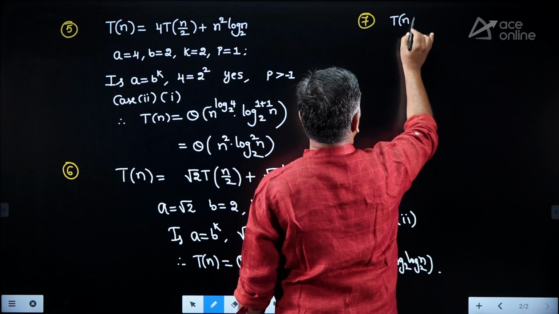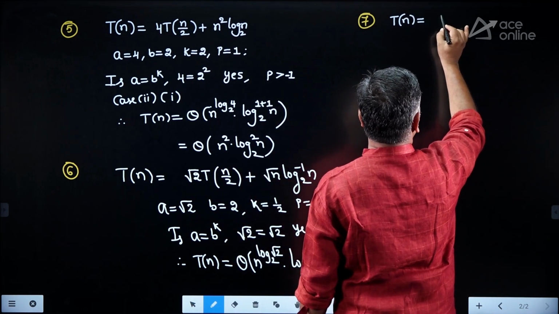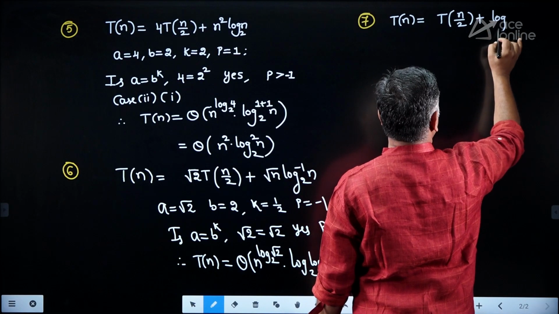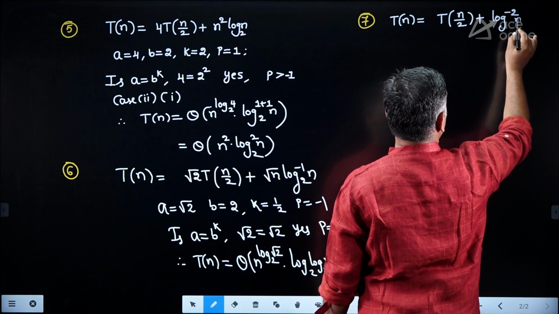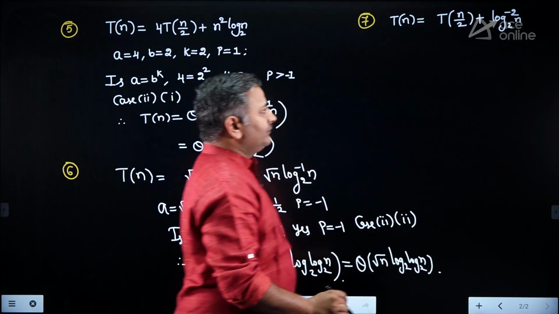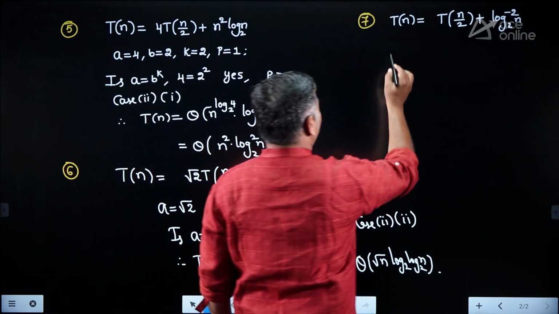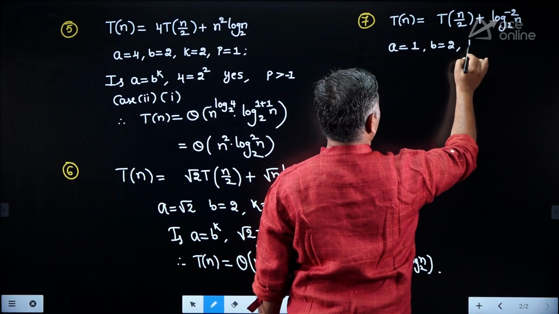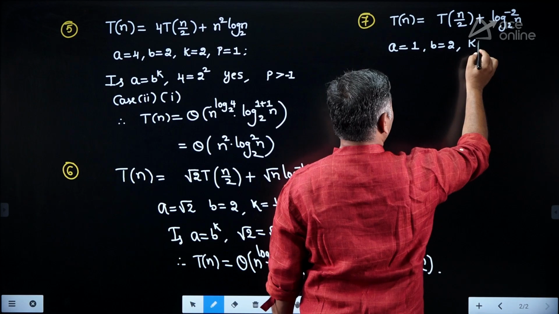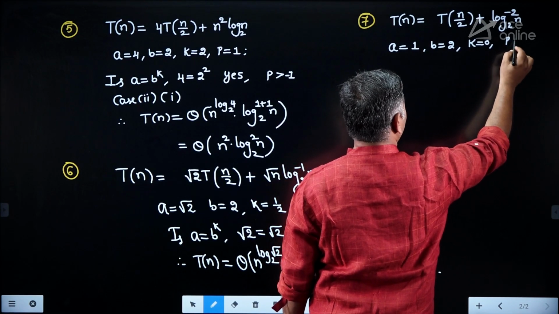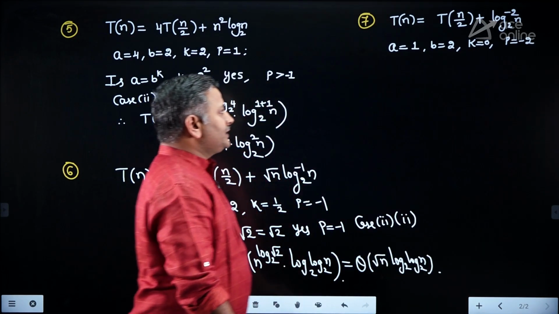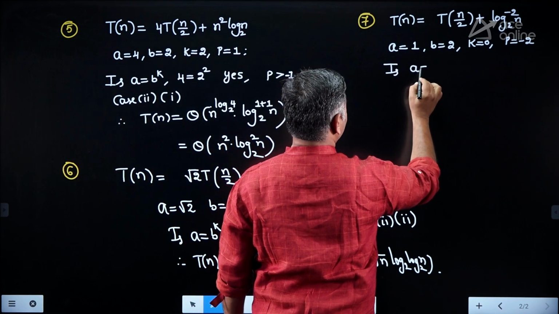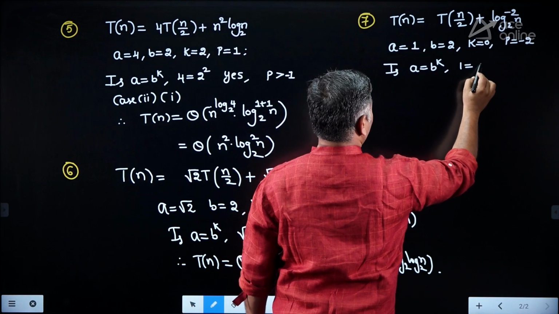Suppose I consider T(n) = T(n/2) + 1/(log n)^2, that is, log to the power of minus 2 base 2. Therefore, verify what the values are. a equals 1, b equals 2, and n^k with k equal to 0, log to the power of p with p equal to minus 2. First verify whether a equals b to the power of k or not. Is a equal to b^k? So, 1 is equal to 2^0.